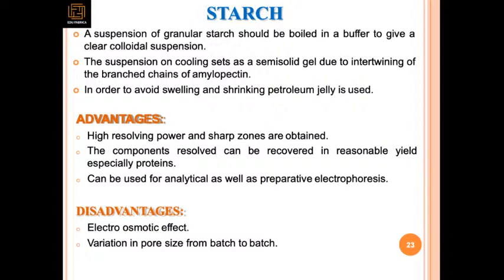So at the end, the advantages are that it has quite high resolving power as compared to the electrophoresis that we have seen before. Sharp zones are obtained, and components that are resolved can be recovered in reasonable yield, especially proteins. It can be used for analytical as well as preparative electrophoresis. Electroosmotic effects and variations in pore size from batch to batch could be used.